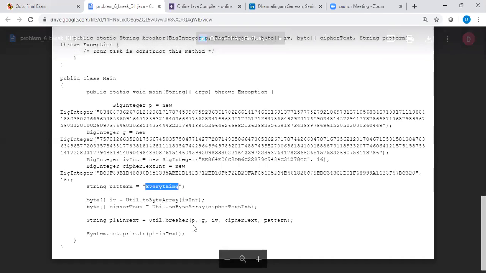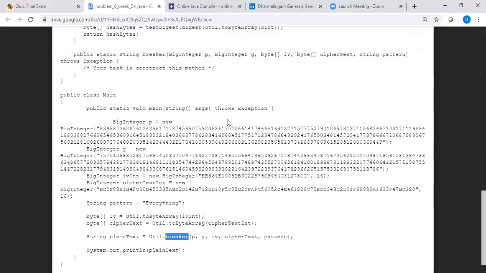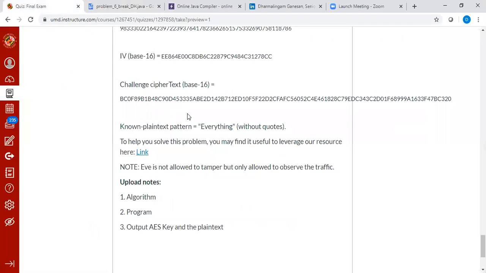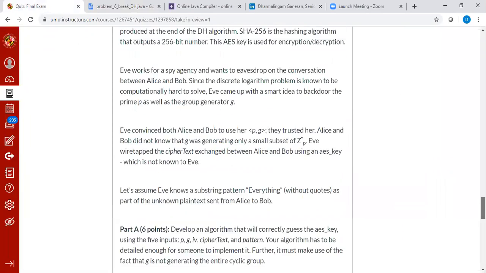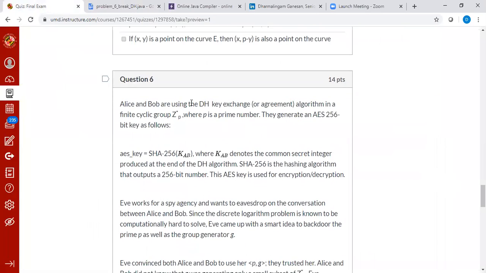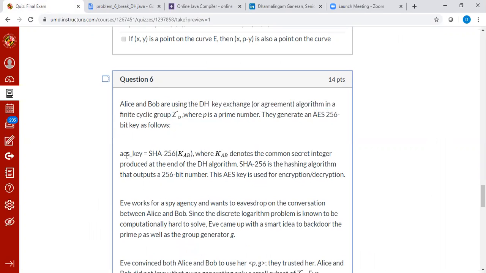All we need to do is come up with the body for the breaker method. Okay, so let's get back to the problem again and read it carefully, some of the key components. So the key exchange algorithm is DH key exchange algorithm. The group is ZP star. The key itself is derived using SHA-256 after running the DH algorithm.